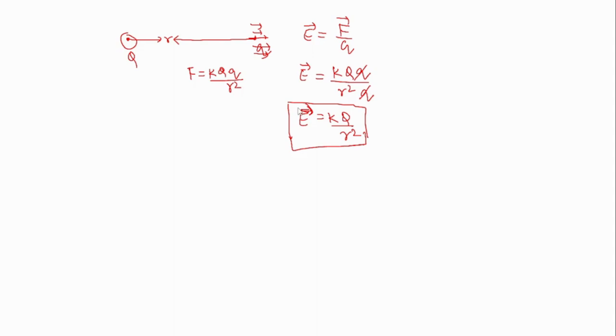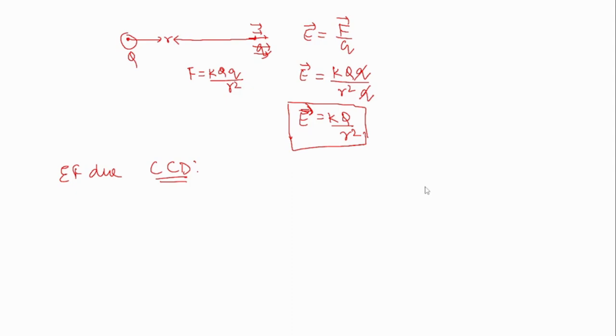Now the next topic is electric field due to continuous charge distribution. I have told in previous videos that there are three types of distribution: linear charge distribution, surface charge distribution, and volumetric charge distribution. First we see linear charge distribution.